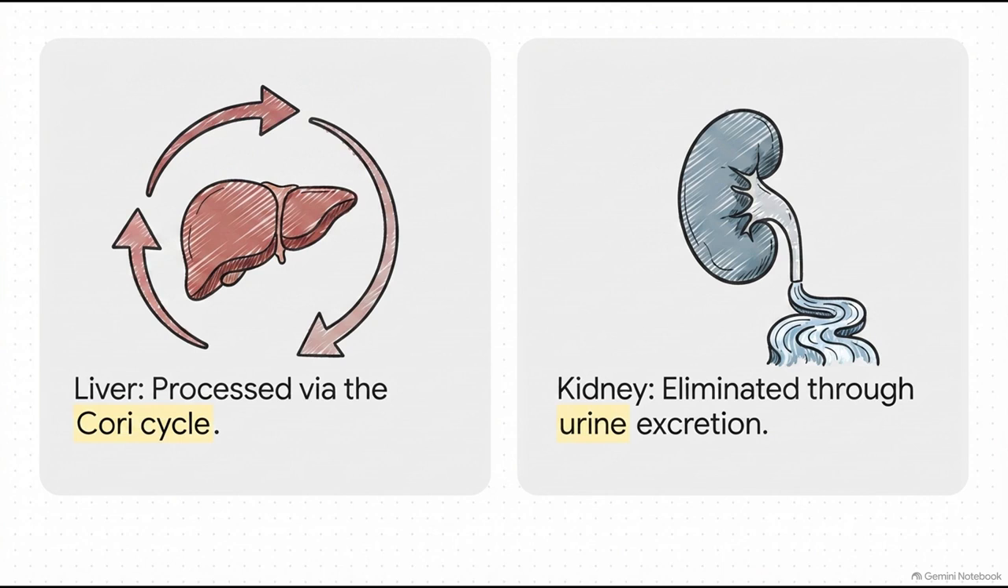This standard clearance relies heavily on two main pathways, your liver and your kidneys. The liver primarily processes lactic acid through what's known as the Cori cycle, which basically converts it back into usable glucose. Meanwhile, the kidneys help eliminate the rest through routine urine excretion. Now keep this in the back of your mind, because it directly foreshadows how organ dysfunction, like liver failure or acute kidney injury, will eventually disrupt this entire delicate system.